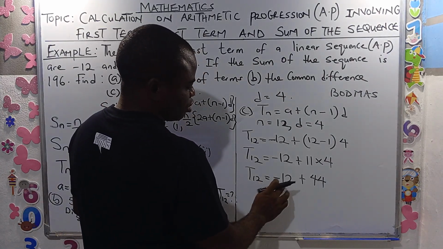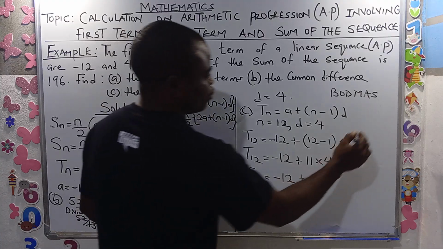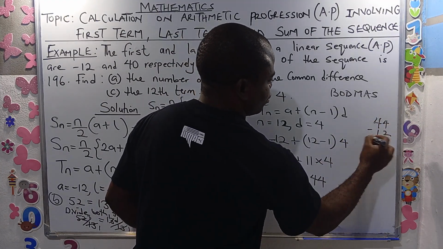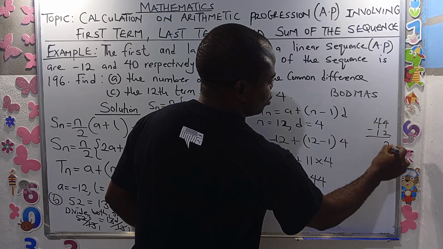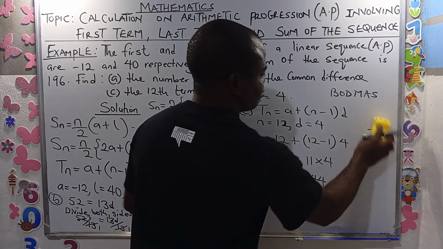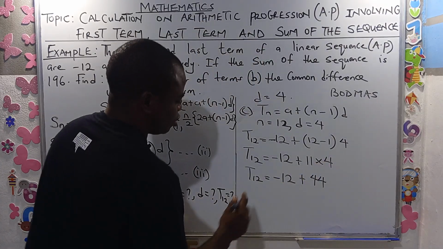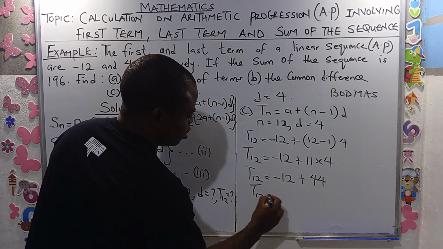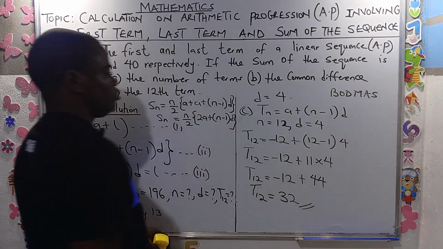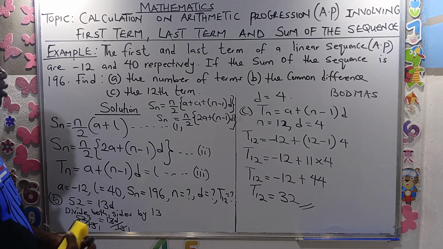Now, T12 equals minus 12 plus 44. 44 minus 12: 4 minus 2, that's 2. 4 minus 1, that's 3. Your T12 now equals 32. Okay, the 12th term equals 32.